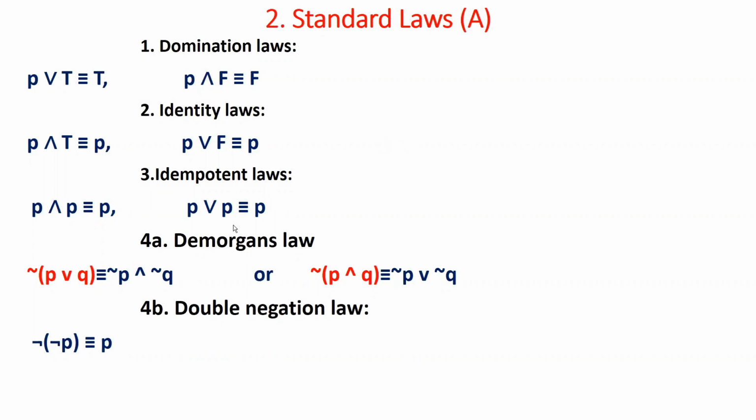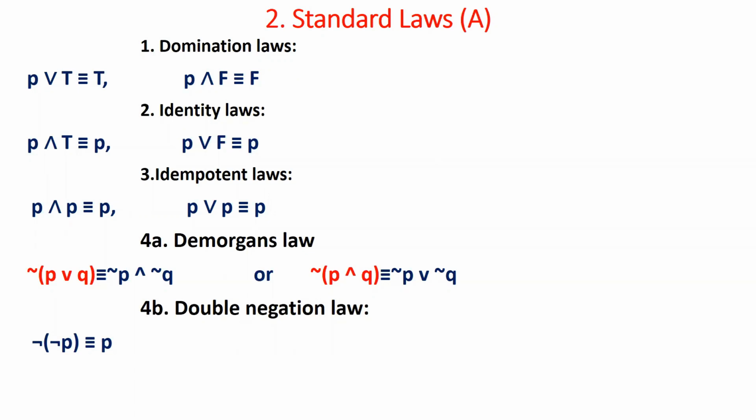Now today we'll see how to show equivalence between two statement formulas without using a truth table. Whenever the term "without using truth table" comes up, at that time we have to use standard laws. That laws I have just separated into section A, section B, and section C.